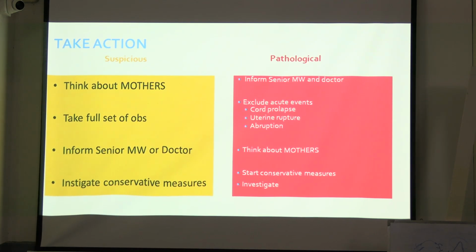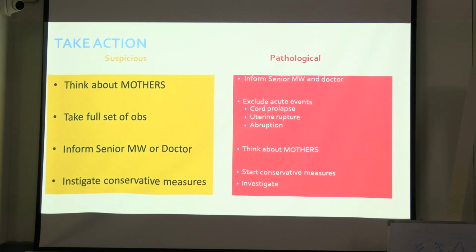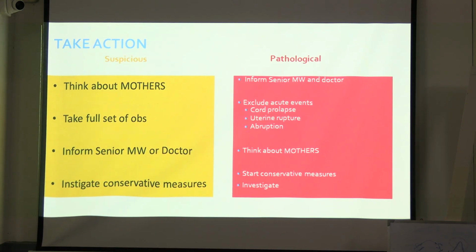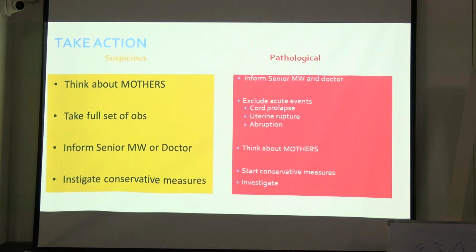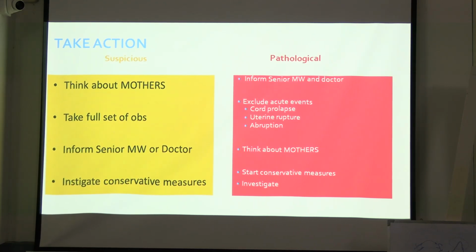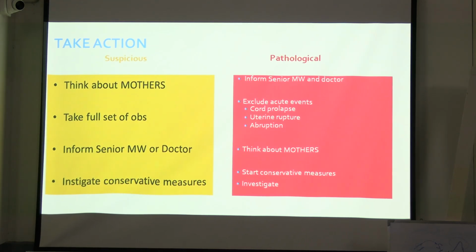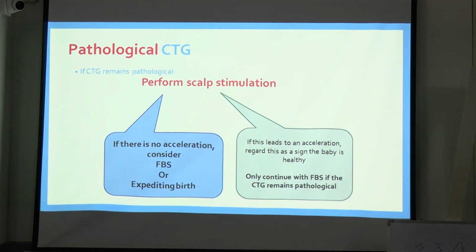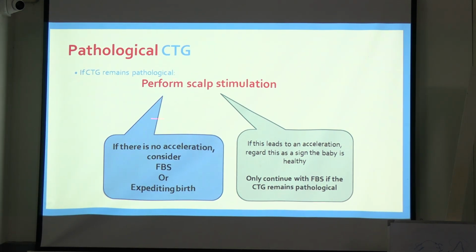Cord prolapse, you will put your hand inside the vagina and you will push the head up, the compression will be released from the cord, and you will prepare the OT for the cesarean section. So you have to look for the acute events by the time senior is arriving. And start conservative management obviously, and investigate. You can do fetal scalp blood sampling, but nowadays we normally don't do that. Pathological CTG, if CTG remains pathological, you can do scalp stimulation.